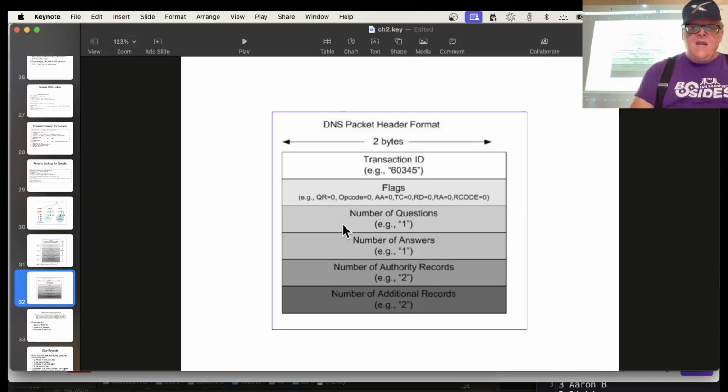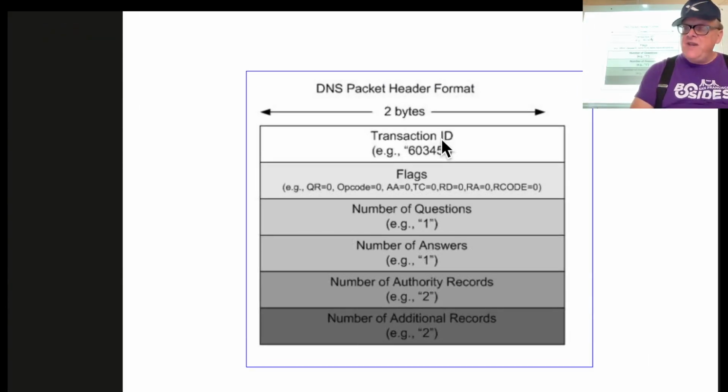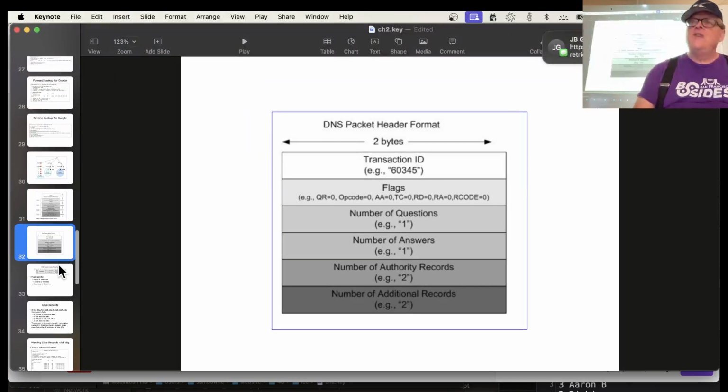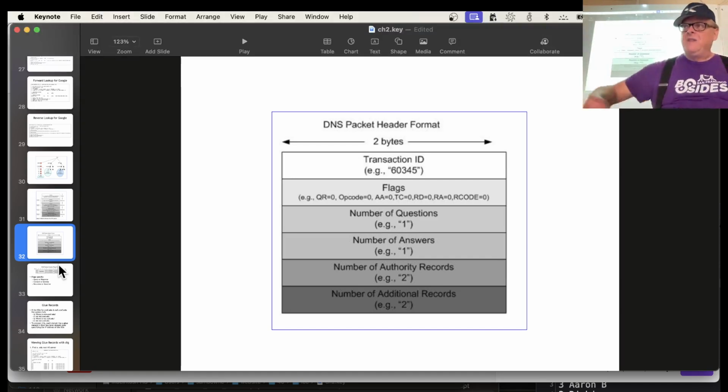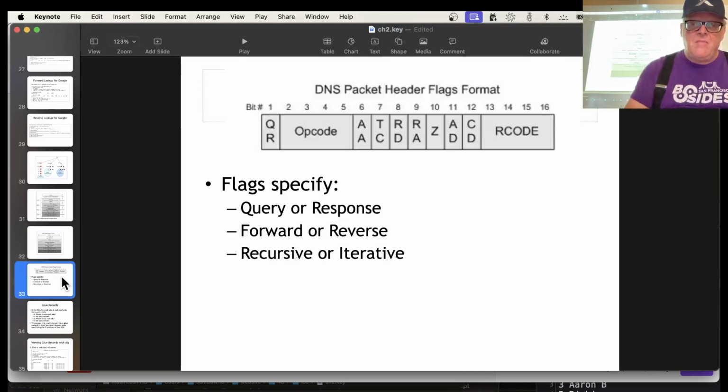All right, and the packet is extremely simple. It has a transaction ID, then some flags, and then number of questions, number of answers, number of authority, number of additional. It's a very simple packet format. It's deliberately very small, very simple, because they designed it to try to handle the maximum amount of traffic. I'm very concerned about efficiency when designing DNS, which is why it uses UDP instead of TCP. And so you have query or response here, and then forward or reverse, recursive or iterative are more flags specified here. And there's other flags you can turn on.